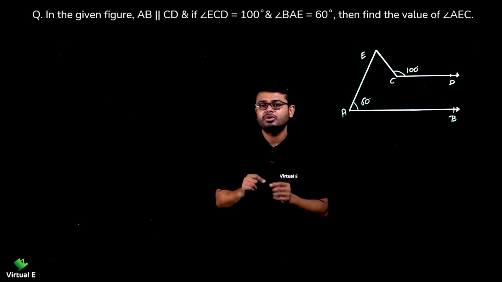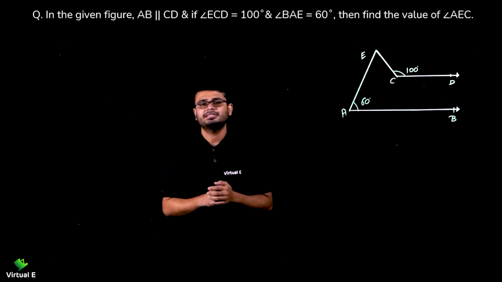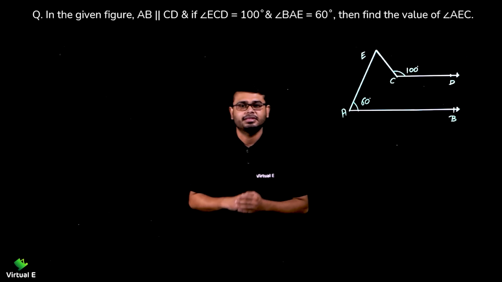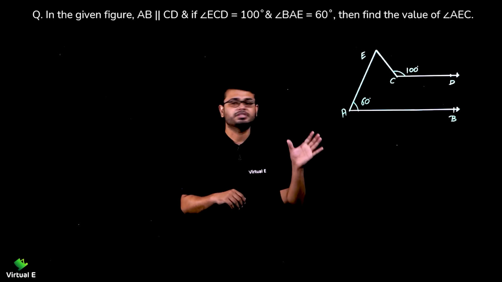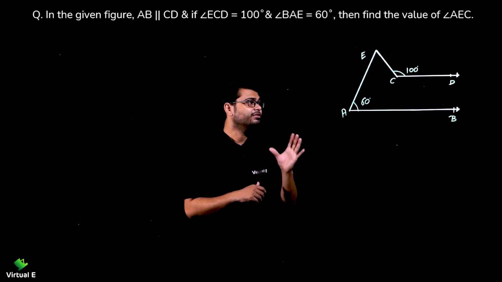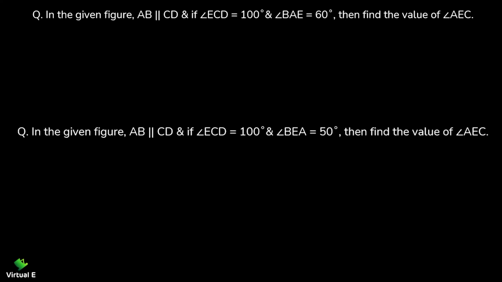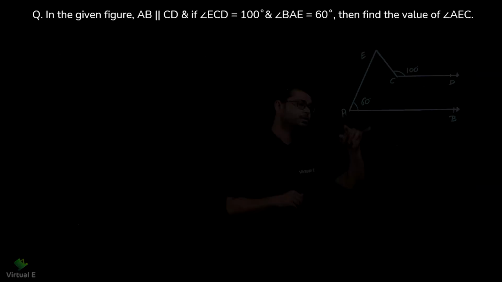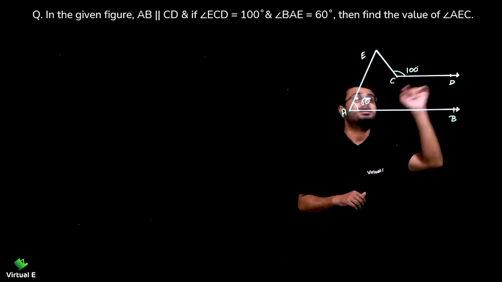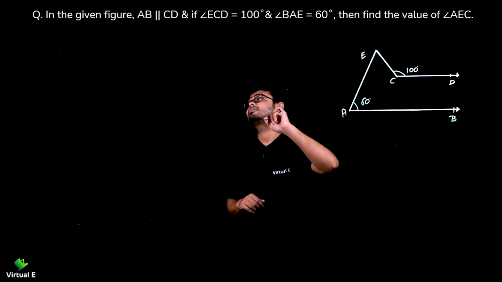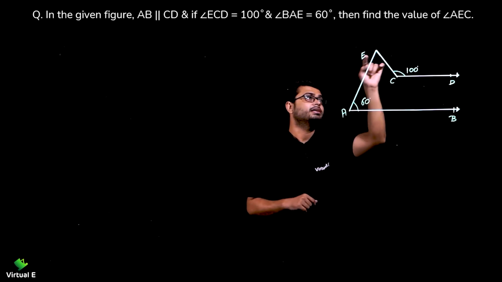Let's discuss two more cases related to parallel lines, then we will move on to the next topic. Let's start with the question. The figure is given in the question itself. We need to find one of the angle. Let's start. In the given figure, AB parallel CD. So this line AB is parallel to CD. Find the value of angle AEC.